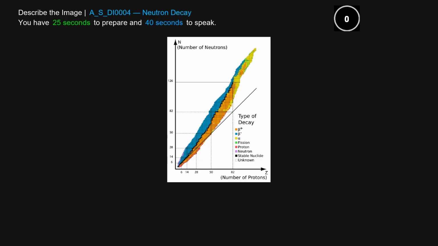The following graph gives information about the types of decay in neutrons and protons. Where it comes to the yellow ones, it increased from 6 to 82 protons, with the neutrons ranging from 62 to 162. Overall, the range is also the same, but the number is slightly larger. Overall, we can see there is fission represented by green, protons represented by red, neutrons represented by purple, and stable represented by black. To sum up, the chart shows different kinds of decay and the relationship between neutrons and protons.